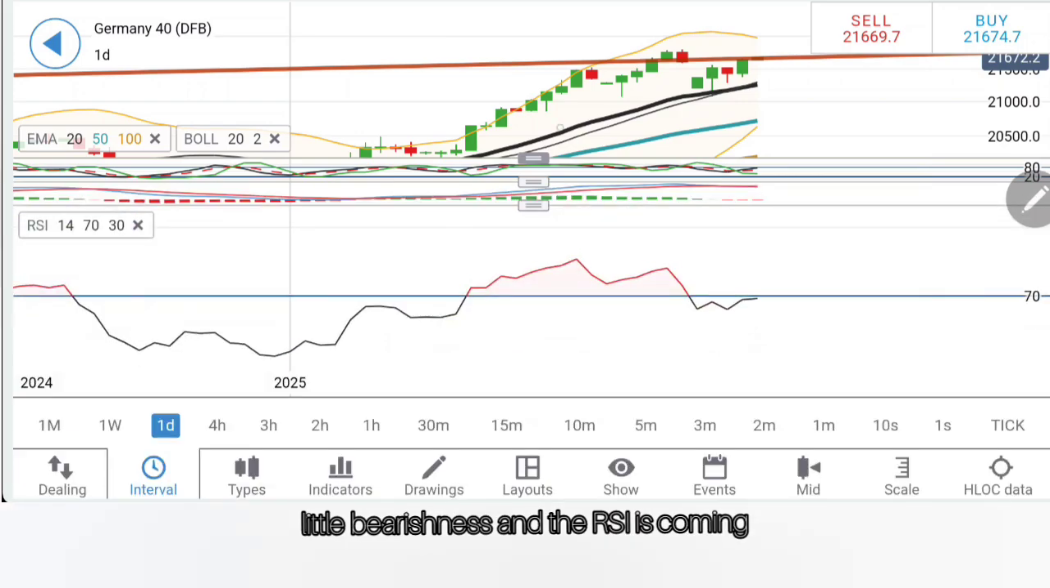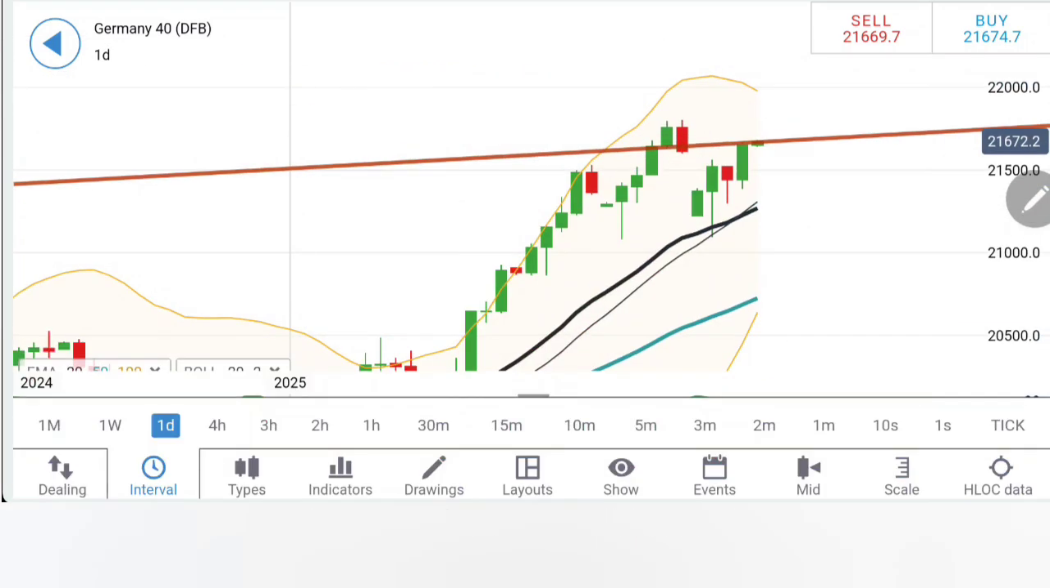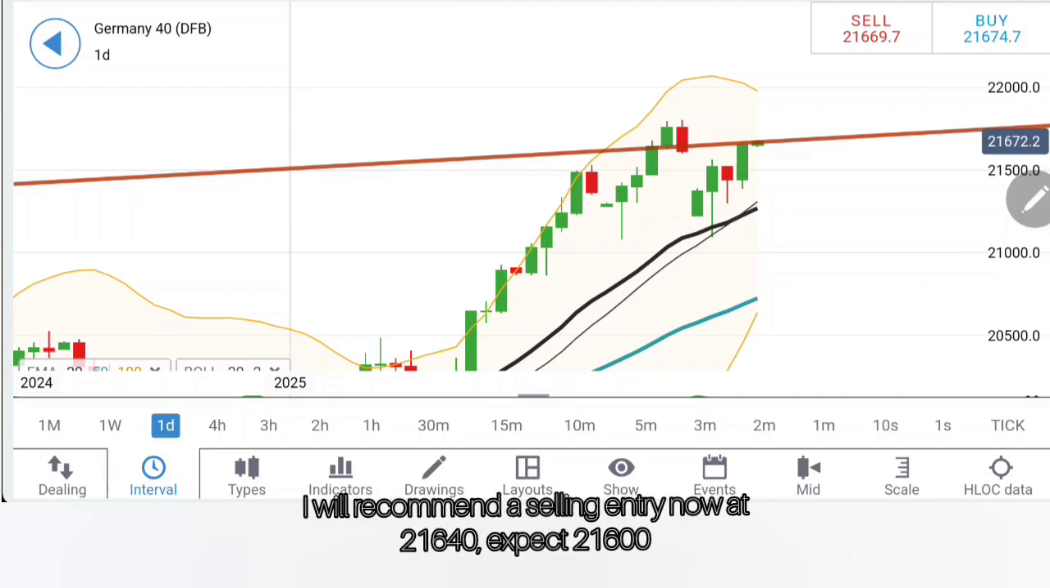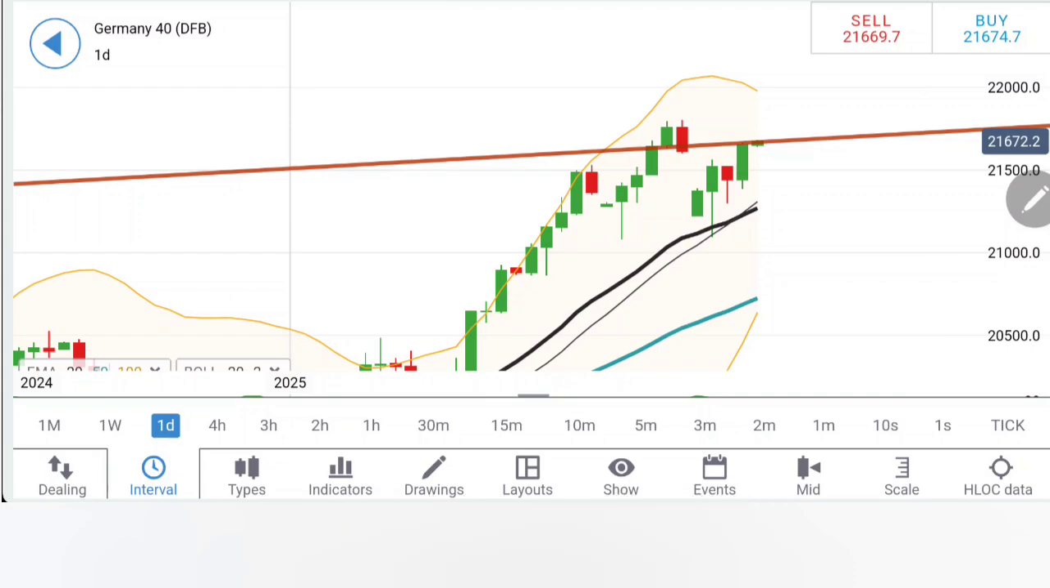Yes, the stochastic is rising while the MACD has just crossed over, trading with little divergence, little bearishness, and the RSI is coming out of the overbought zone. So, considering this, now I'll recommend you to buy. If you see it is staying above the 21,700, 21,718 zone, expect 21,760, 21,800, and then beyond this 21,878, 21,922, and 22,000 levels will be soon, very, very soon.